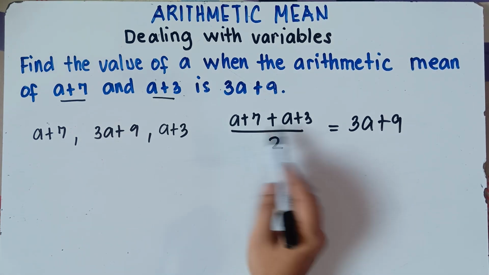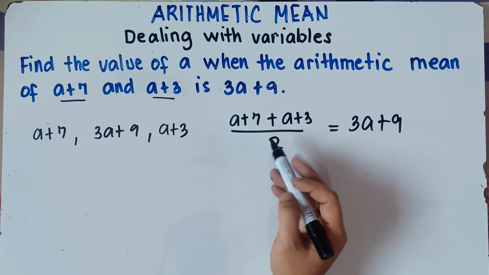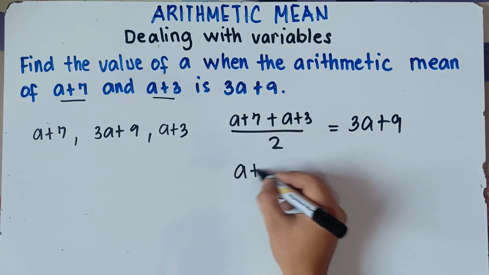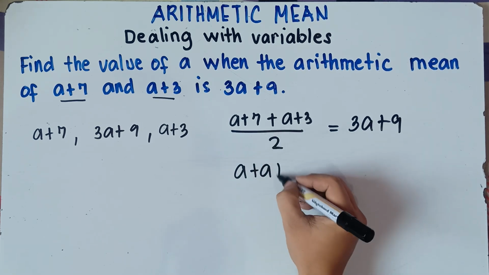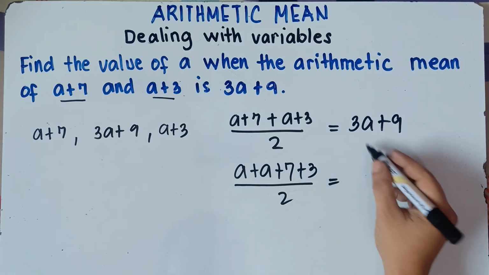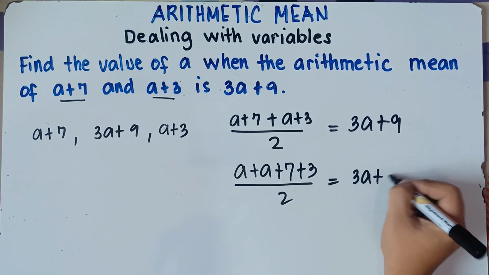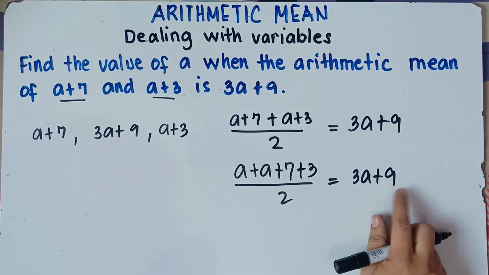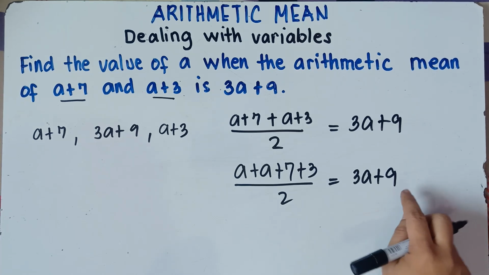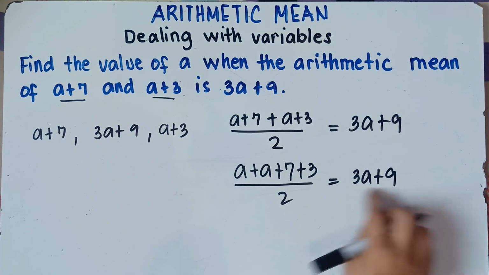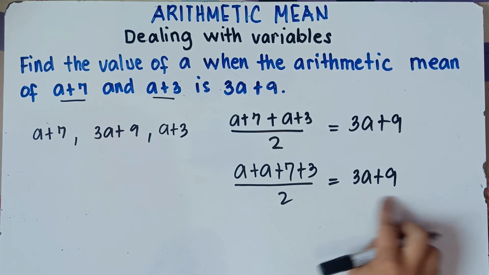Alright, so combining like terms, let's arrange this one for you not to be confused. Let's arrange a. So we have positive a and then positive a again. Positive 7 and then positive 3. Divide by 2 equals, copy, 3a plus 9. Once again, we cannot add 3a and 9, because 9 doesn't contain a variable. It should be the same literal coefficient, same letter and same exponent. So we cannot add this one. Simply copy 3a plus 9.